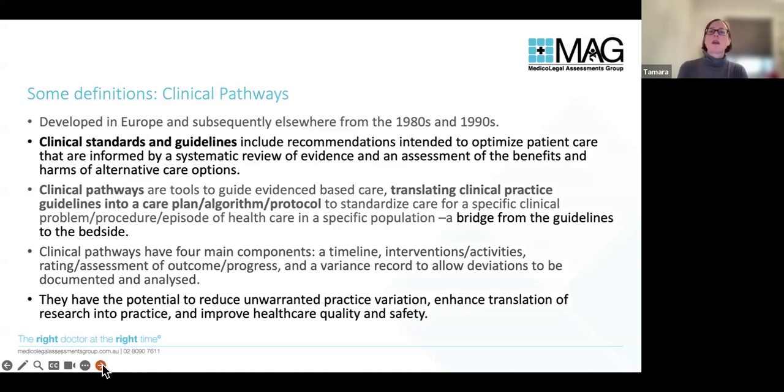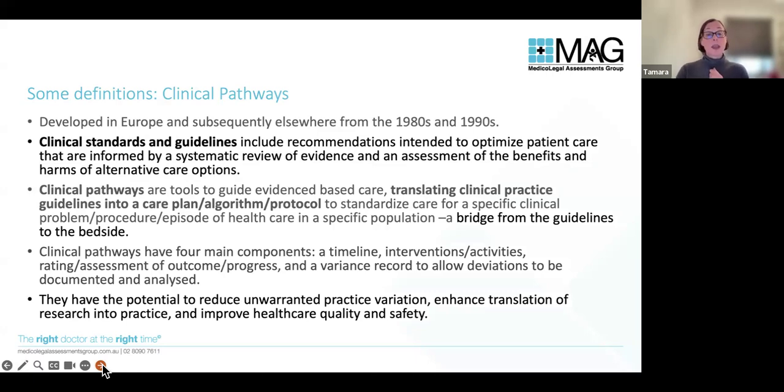So the standards and the guidelines are, if you like, umbrella documents with recommendations that are used to write up clinical pathways, and they're more coal-face tools. So translating that pathway or guideline or standard into a care plan or actual algorithm or really quite nutty protocol. They have components including a timeline, as I've said, interventions and activities that you would expect to be happening. They need to be recorded and rated, and an outcome assessment of the progress therein, and a variance record to allow any significant deviations to be looked at and analysed.